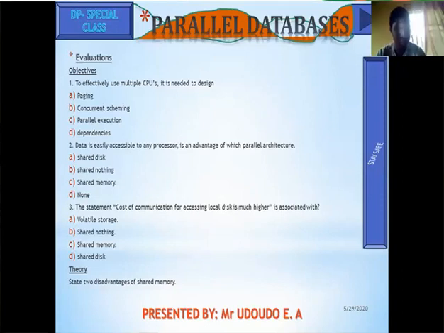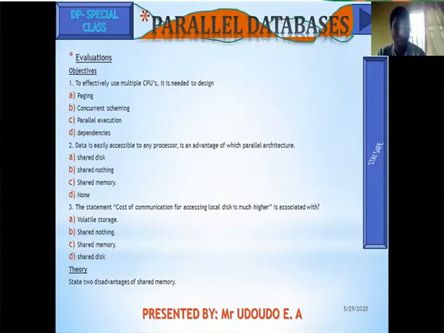You said data is easily accessible to any processor. An advantage of which parallel architecture? Shared memory. Shared memory or shared? Which one did you say? Shared memory. Okay, let me hear from another person.